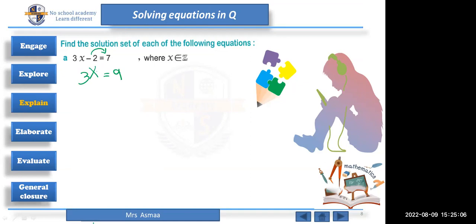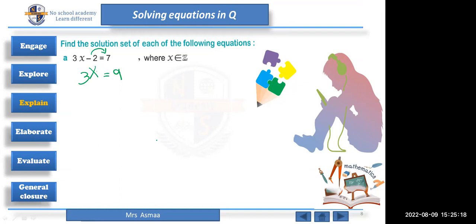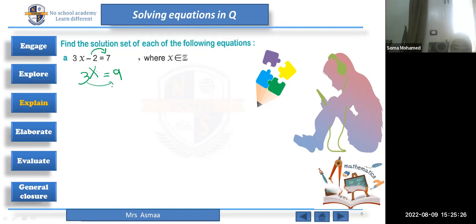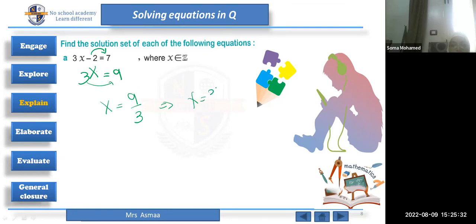Yes, continue. Complete. 3x equals 9. What shall I do next? Find the value of x. We will do 9 divided by 3. Move 3 to the other side, and x equals 3. Yes, 9 divided by 3. So x will be equal to 3.